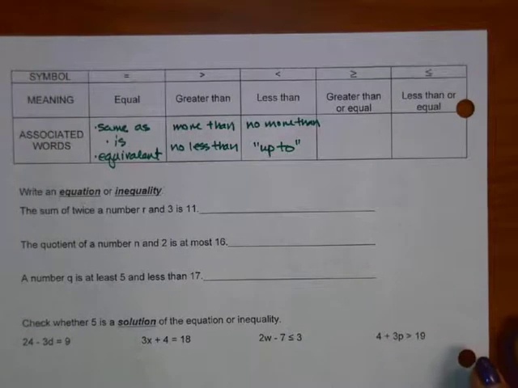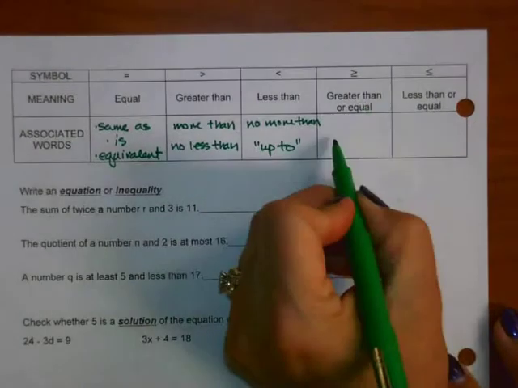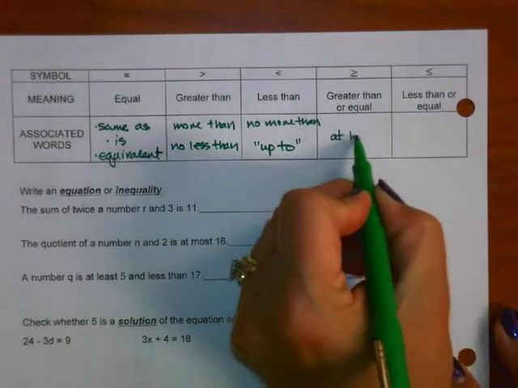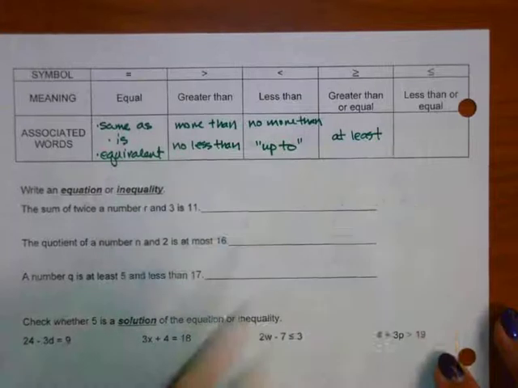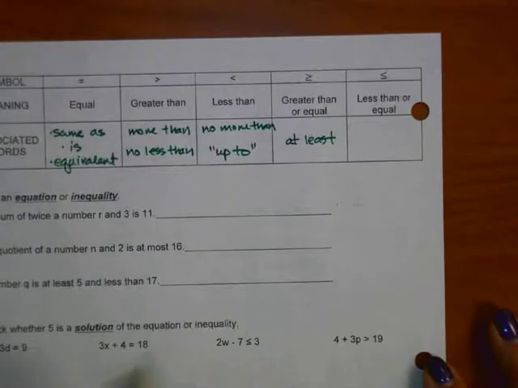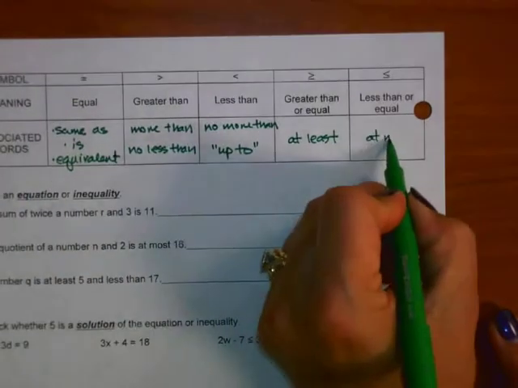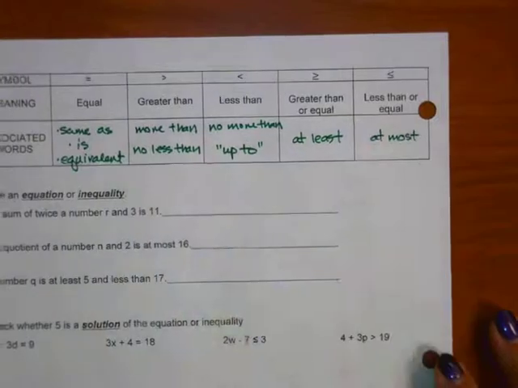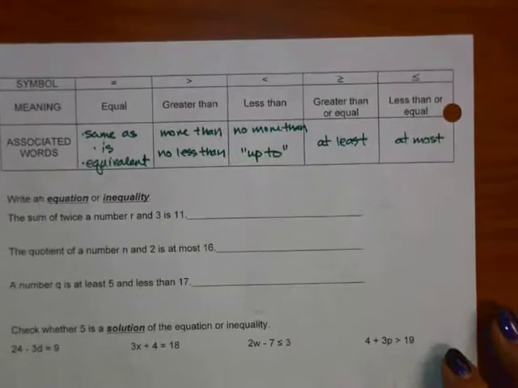Now, we've heard the words at least and at most. At least means it could also equal the number, correct? So, at least would be greater than or equal. That's the smallest it could be is a number, at least. And this would be at most here. So these are some words you might see related to those inequalities.